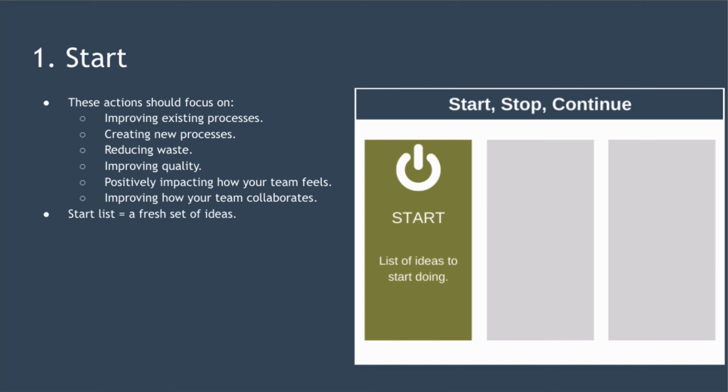So first we have the start list. Now this contains fresh ideas that you'd like to start doing, and these actions should focus on improving existing processes, creating new processes, reducing waste, improving the quality of what you produce, positively impacting how your team feels, and improving how your team collaborates. And you should include not just technical actions, but also behavioral actions.